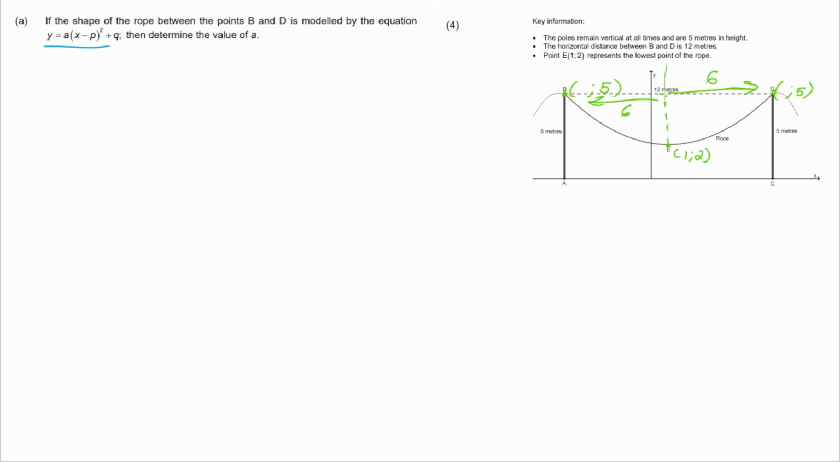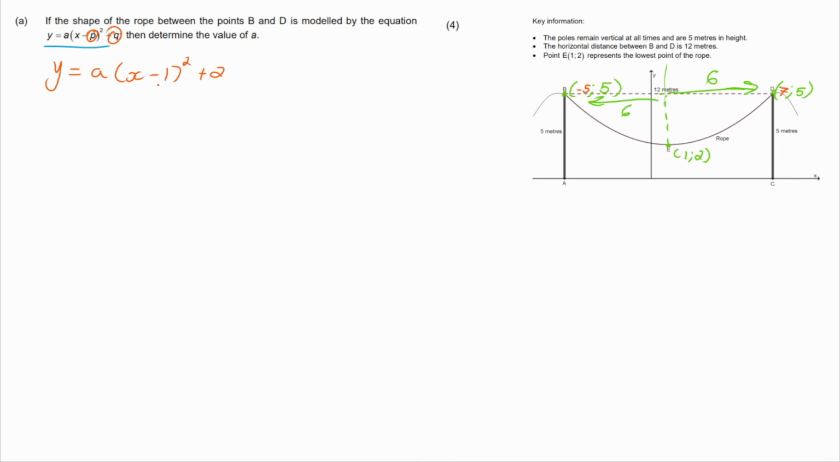Okay, so we actually know the x part of these coordinates. If I say 1 plus 6, I'll get that this is 7, 5. And if I do 1 minus 6, I will get that this is negative 5. Okay, so what I can do now is, obviously I know P and Q. All right, so I say that y is equal to a(x minus 1) squared plus 2. Okay, so it shouldn't be a bracket there.